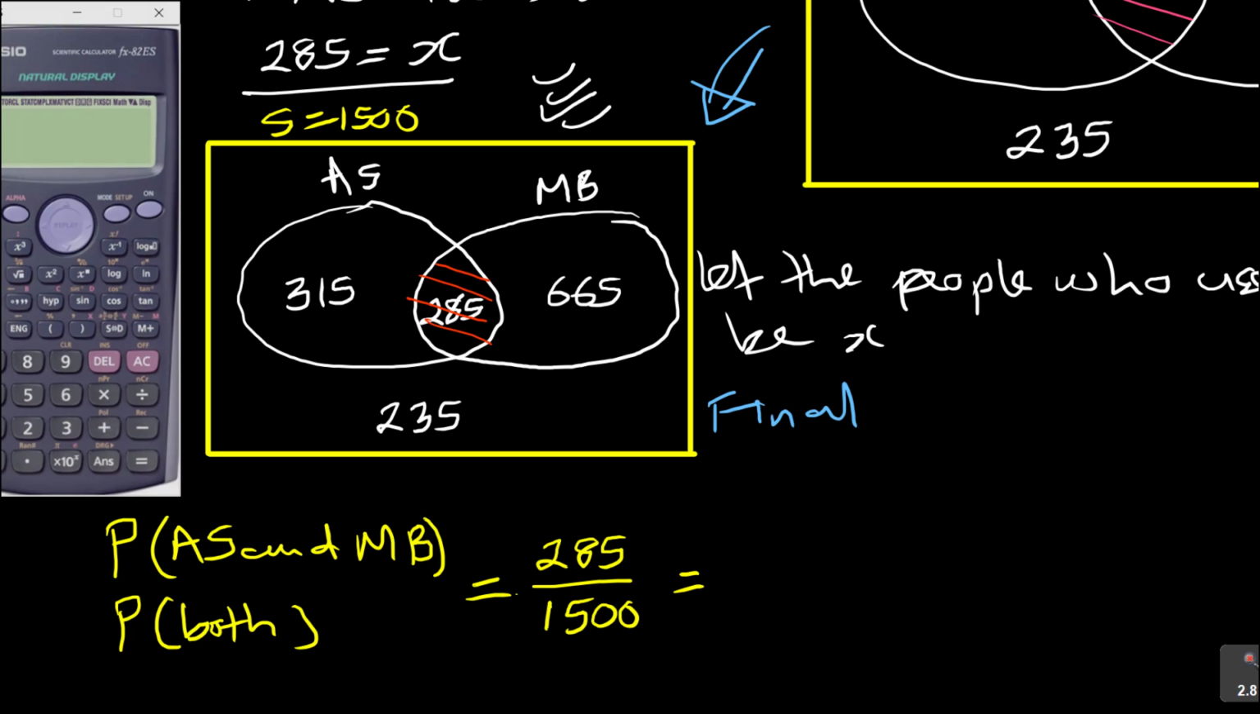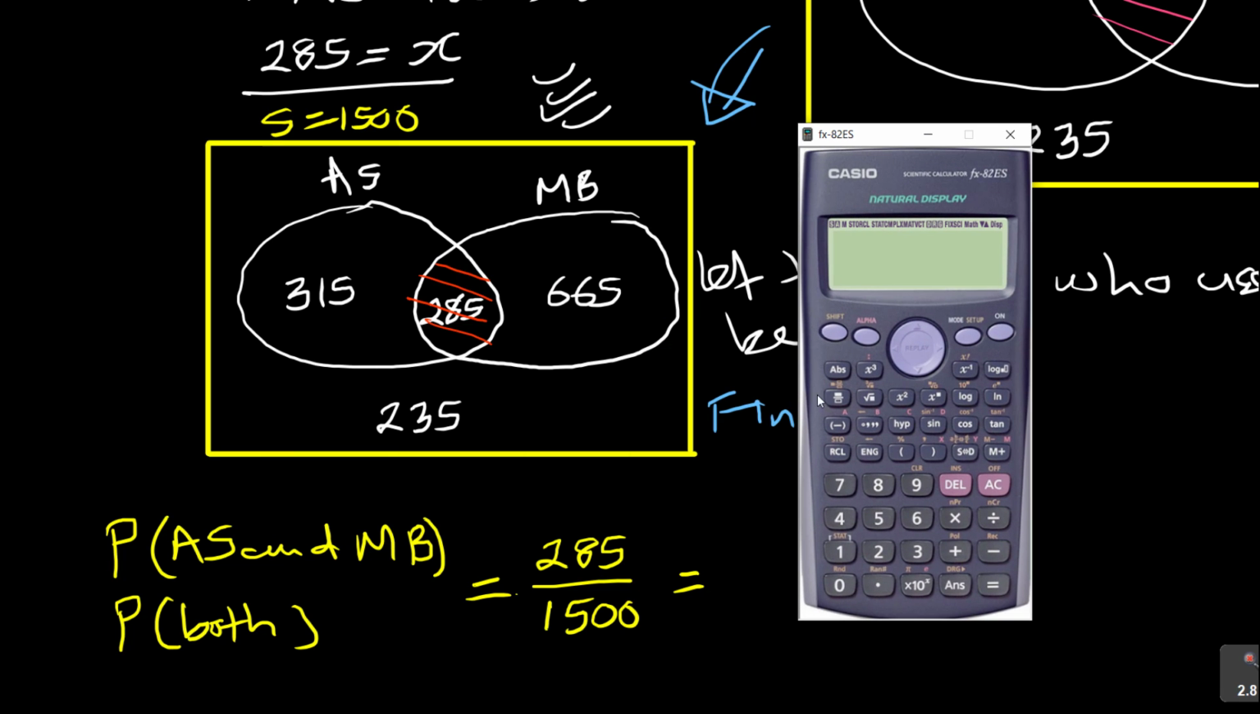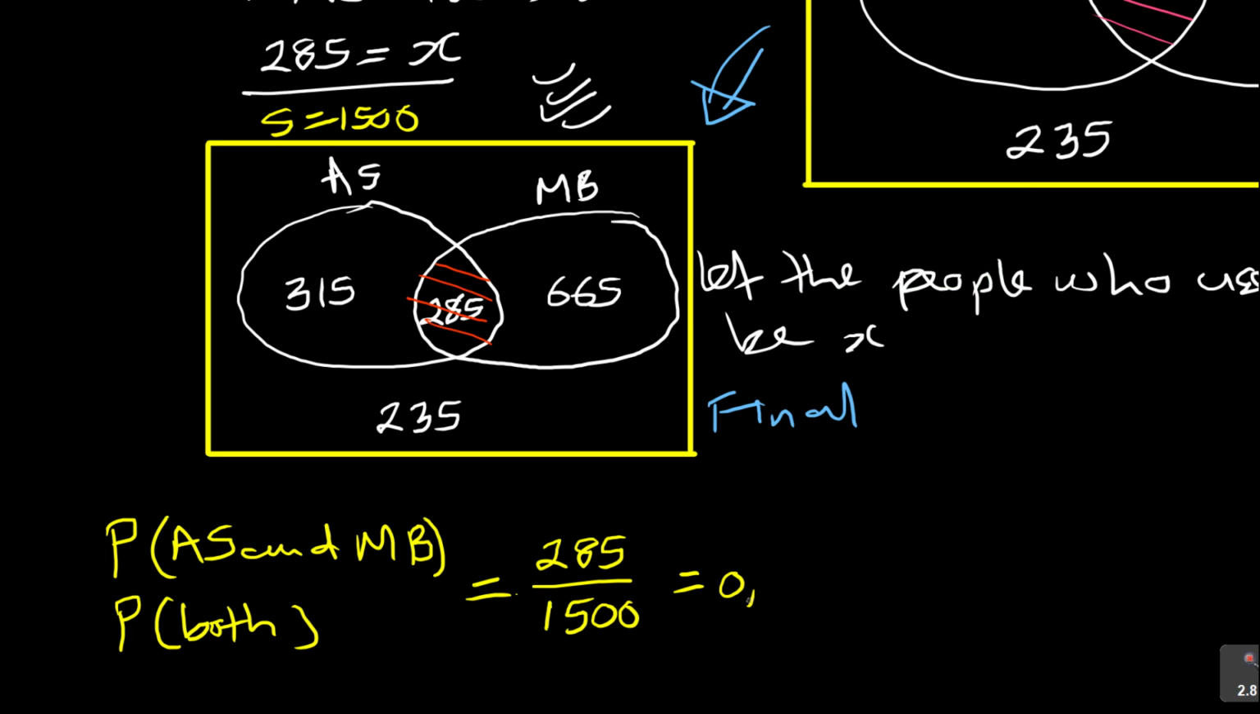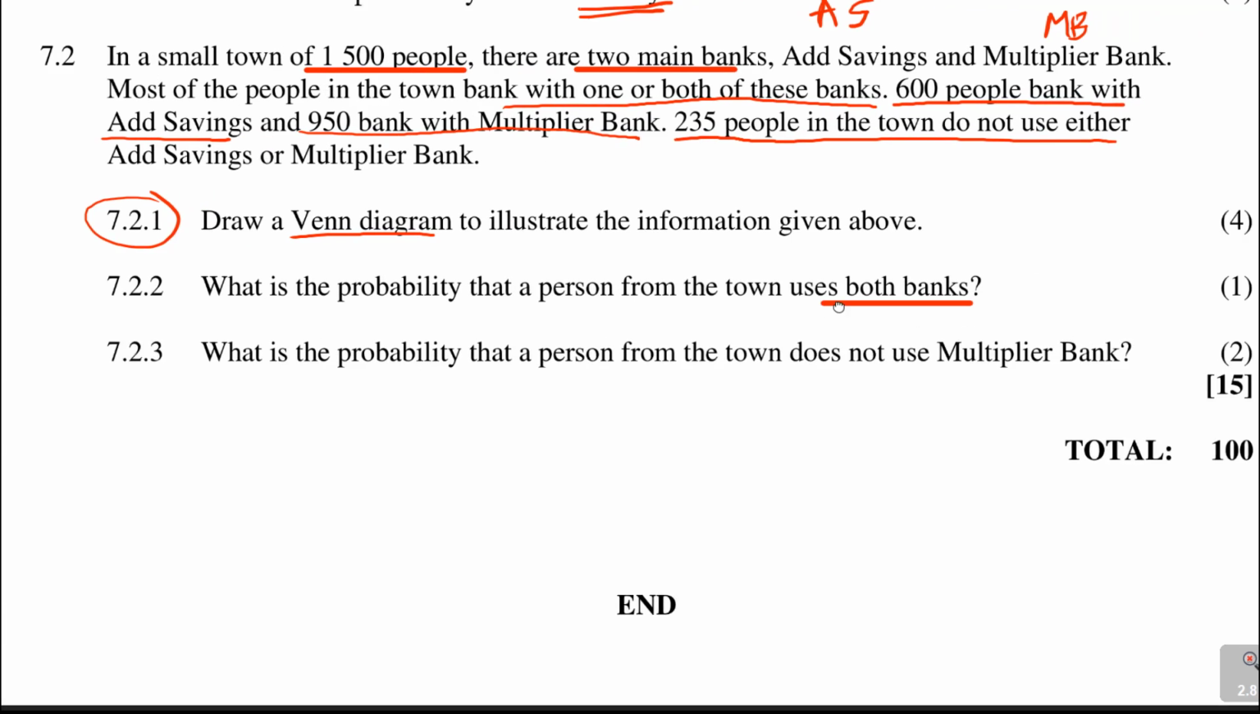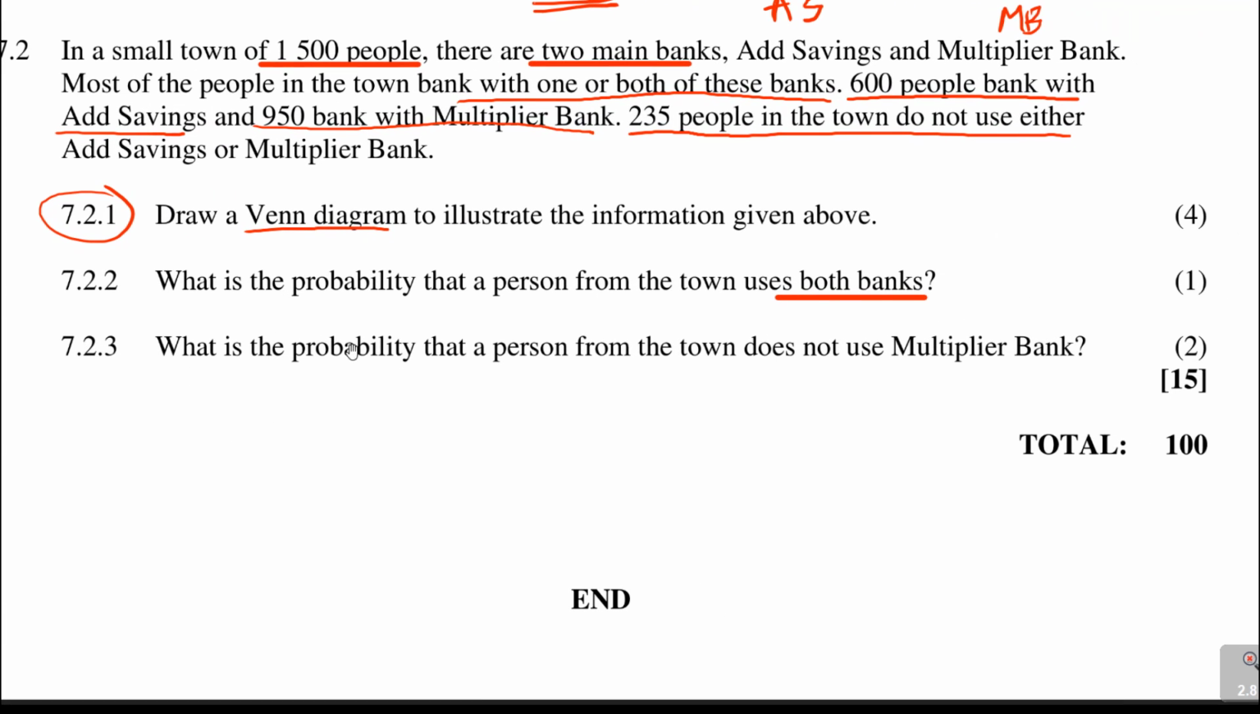Then when you do that, what do we get? It will be 285 over 1500. And then it's get 0.19. Alright, so that is the probability of people using what? Both banks. Last one, what is the probability that a person from the two towns does not use multiplier bank? They don't use multiplier bank.